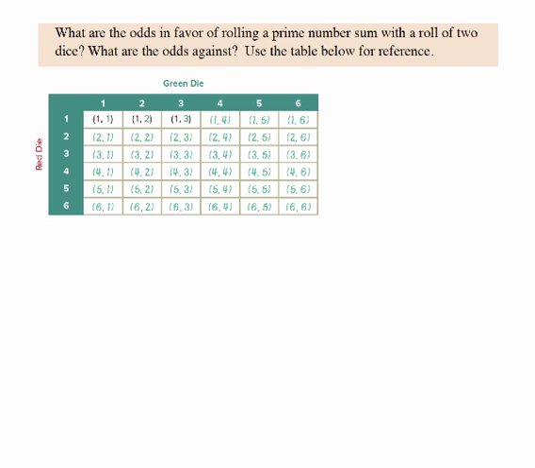This question is really about understanding what odds in favor and odds against actually mean and how we define them. First part of the question is, what are the odds in favor of rolling a prime number sum with a roll of 2 dice? Well, to answer this, certainly we're going to need to use the odds in favor formula.